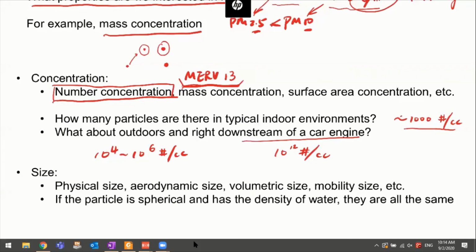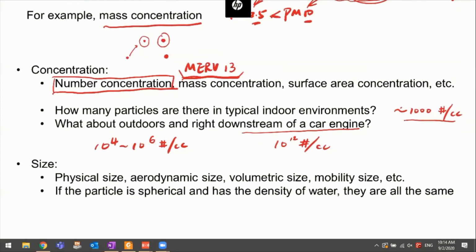So now you can see why people want to purify, why people want to remove the particles from these fossil fuel combustion processes, because they just generate too many particles, and if we directly inhale them, that's going to be harmful to our respiratory system.